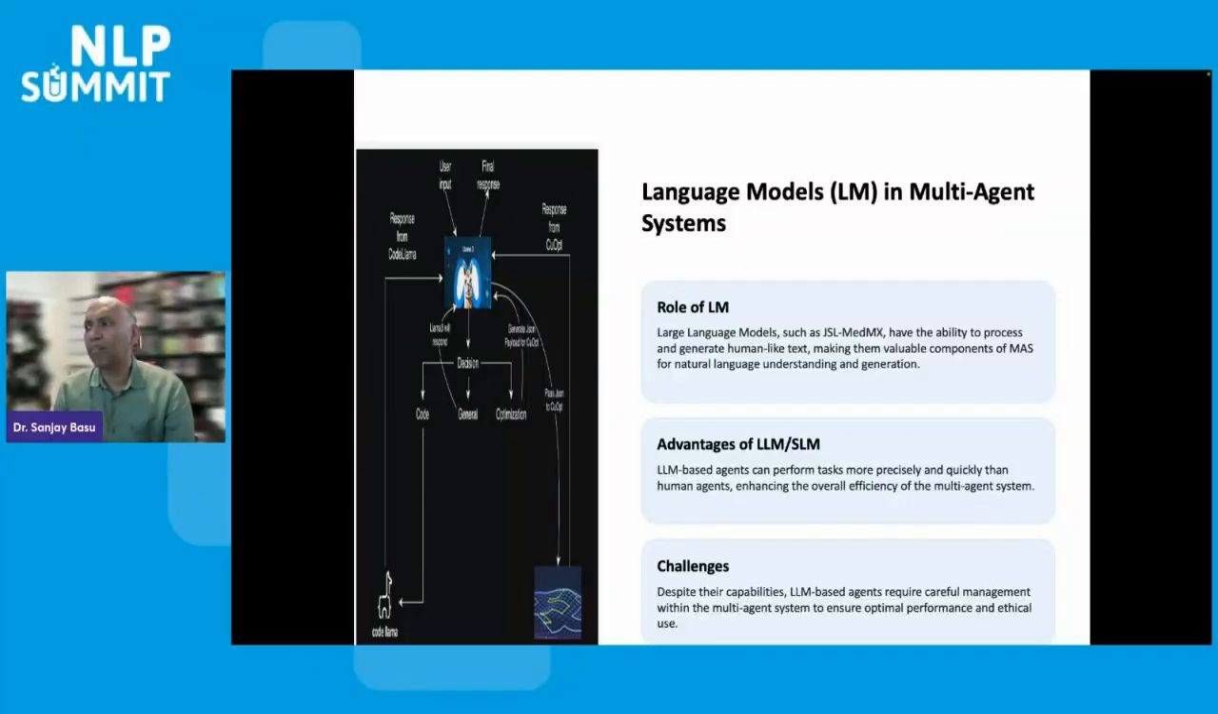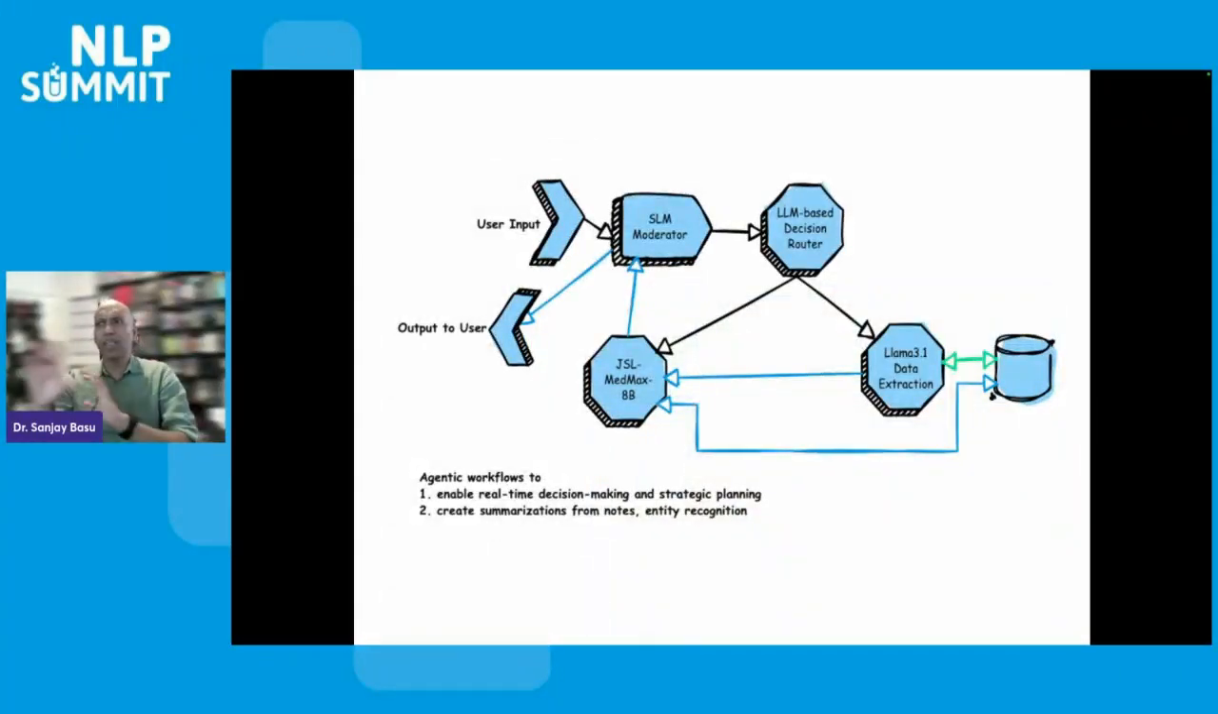The advantages of LLMs and SLMs are that they can perform tasks more precisely and quickly than any human agents, enhancing the overall efficiency of the multi-agent system. Of course, it also has some challenges. These agents require careful management within the multi-agent system, or within what we call the agentic workflow, to ensure optimal performance and ethical usage.